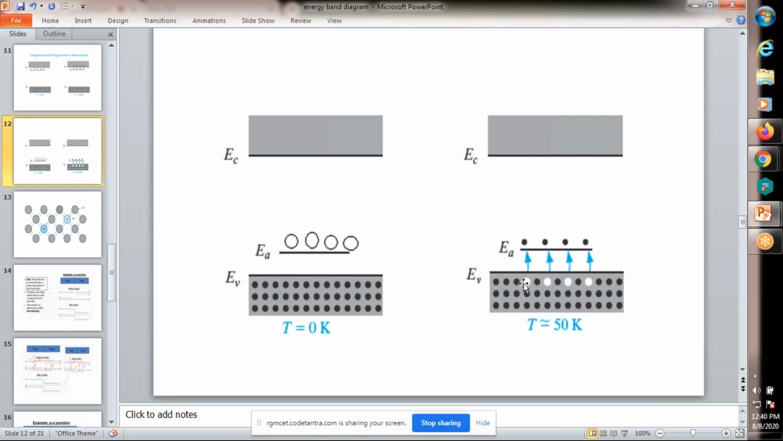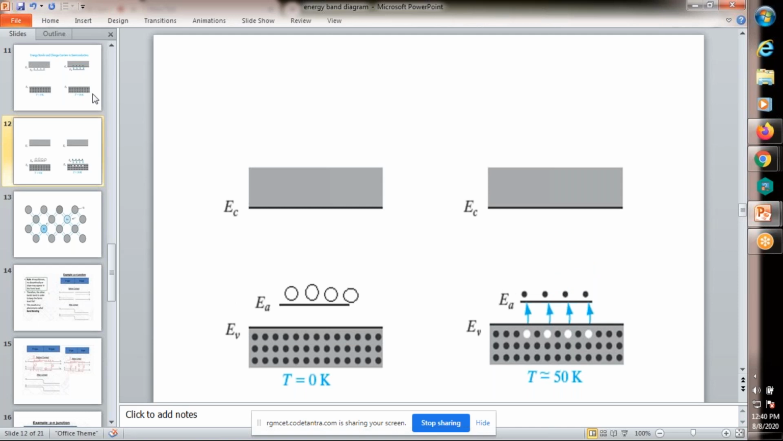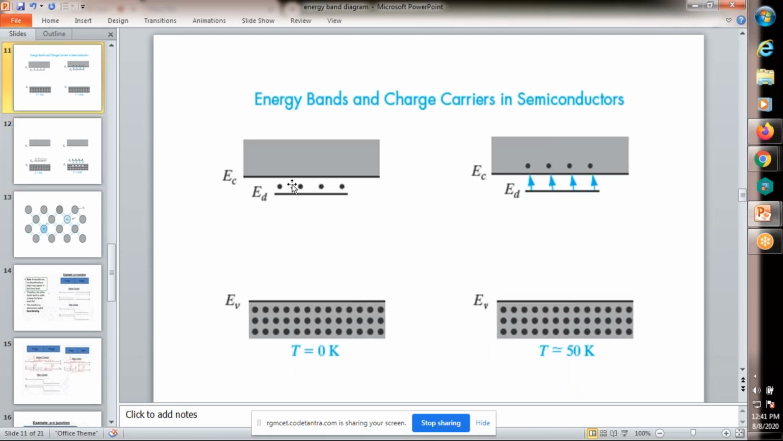Now, what does the valence band consist of? Electrons as well as holes. These holes easily move in the valence band. That means in this P-type material, holes are the charge carriers. Remember this one. Right? Once again, here it is for N-type semiconductor.